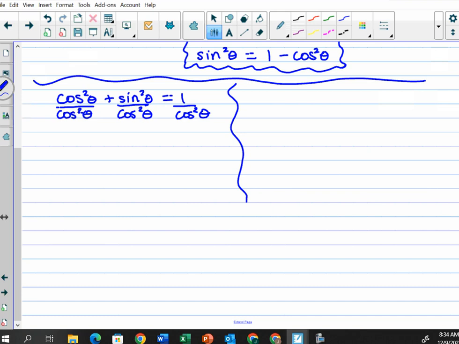Okay, so let's simplify these. What is cosine squared over cosine squared? 1. What is sine squared over cosine squared? Tangent squared. Where did we get this? Y over x. Yeah, okay. 1 equals secant squared.